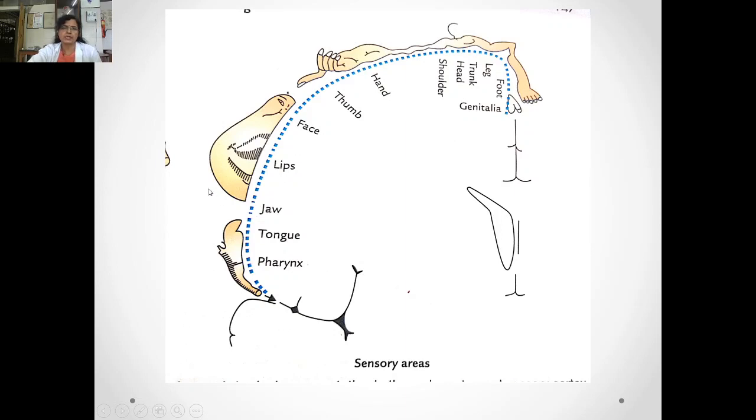This diagram shows the representation of the body in the cerebral cortex or in the primary sensory area. In the lower part on the superolateral surface, there is the pharynx, then tongue, then jaw muscles, lip muscles and the tongue muscles, then face, then thumb and the other fingers, hand, then wrist, elbow, shoulders, then trunk, hip, thighs, and on the medial surface in the paracentral lobule, the leg, foot, toes and the genitalia are represented.